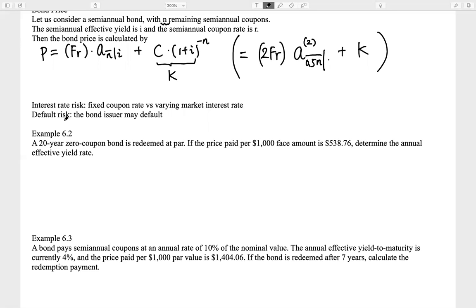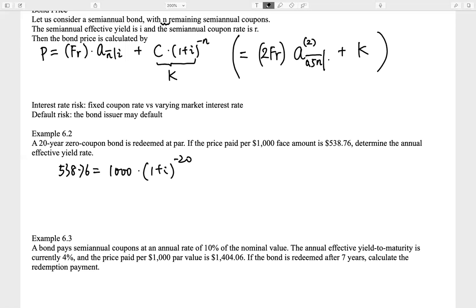Here we have actually a very easy example. I think this is too easy to do, because the price we know, and we know the redemption value is 1,000, right? How am I going to discount back, right? So here we want the annual, so it's simply 1 plus I to negative 20. So this is too easy. So you can easily solve this to get the answer. It's about 3.14%.